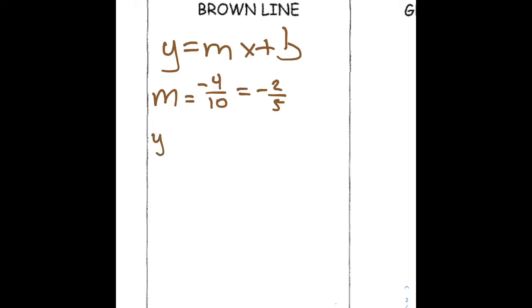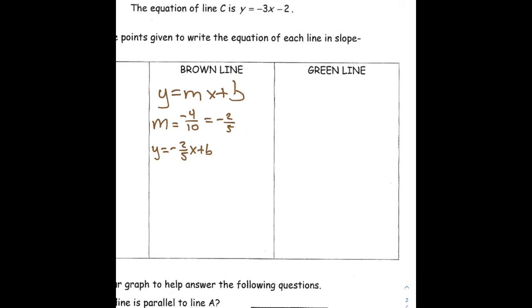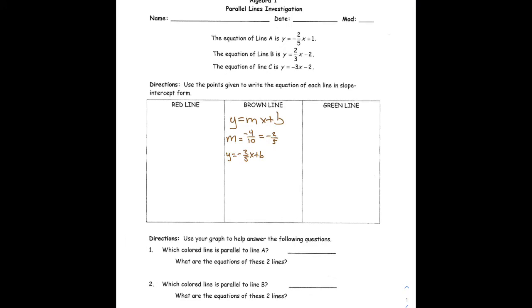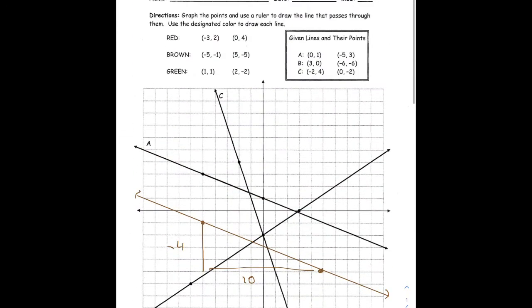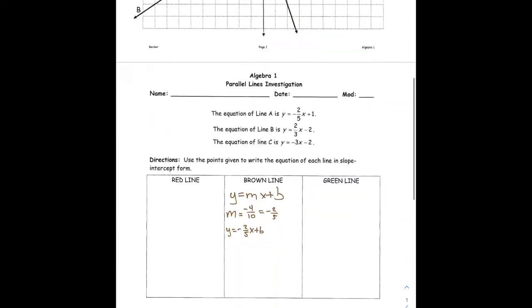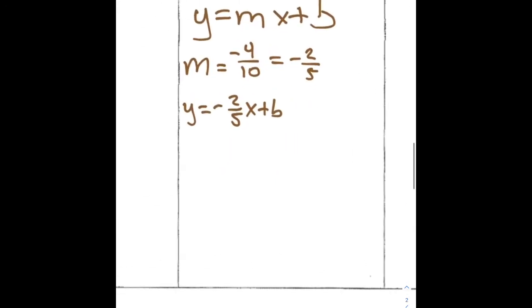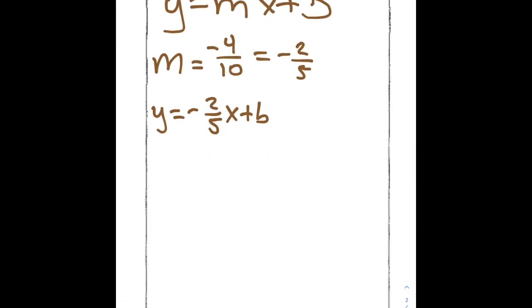So now that we know our slope, our line should look something like y = -2/5 x + b. But I still need to know what the y-intercept is. Now we might be able to tell what it looks like it is from looking at the picture, but I don't want looks like, I want exactly. And so I'm going to find an x and a y and plug it in. Let's use (-5, -1). So I'll plug -1 in for y, and I'll plug -5 in for x.